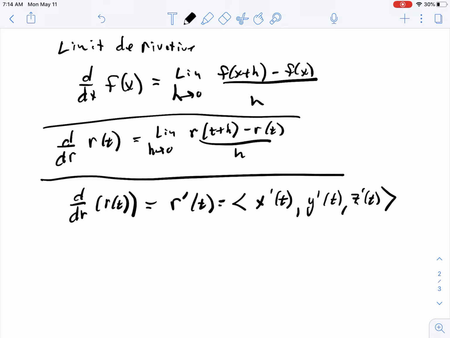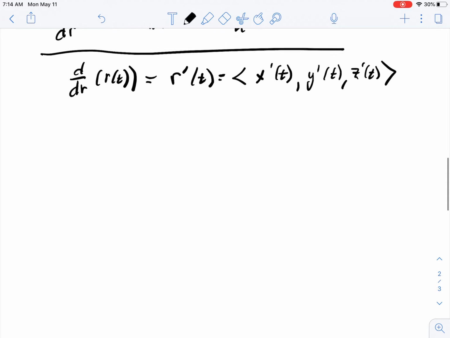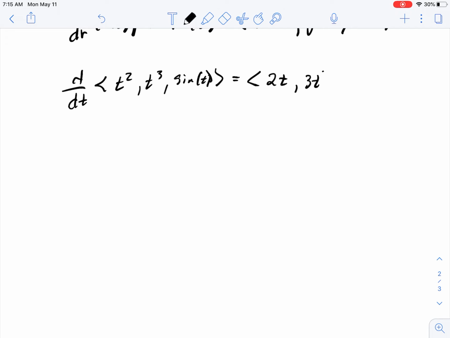Okay, but again, remember, r is not considered a line, but a vector valued function. So each component is some form of a function. That's all it is. So no different than we've been doing. As an example, if I say d/dt of t squared, t cubed, and sine of t, that would mean you just do the derivative of each one. So 2t, 3t squared, cosine of t, and you have it.